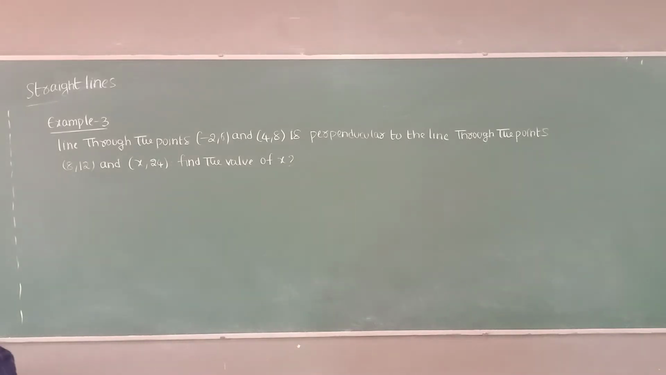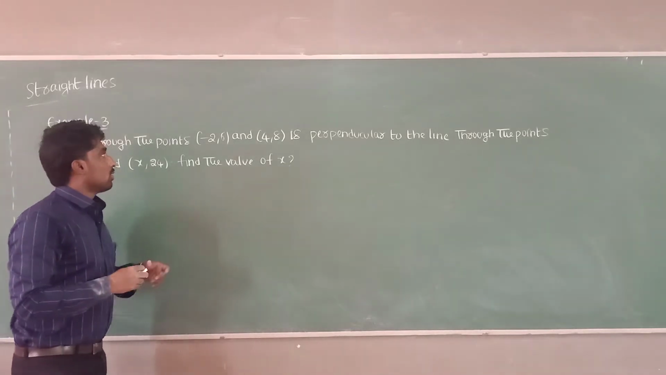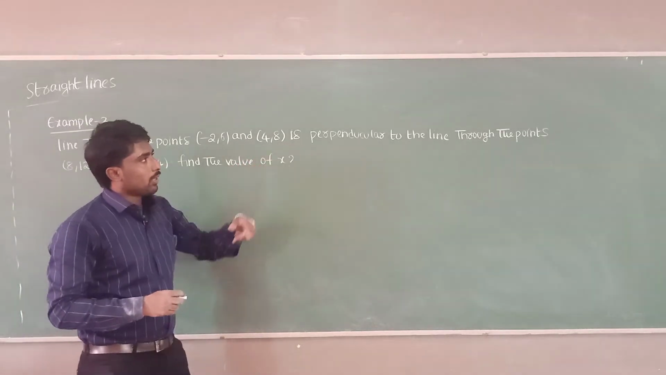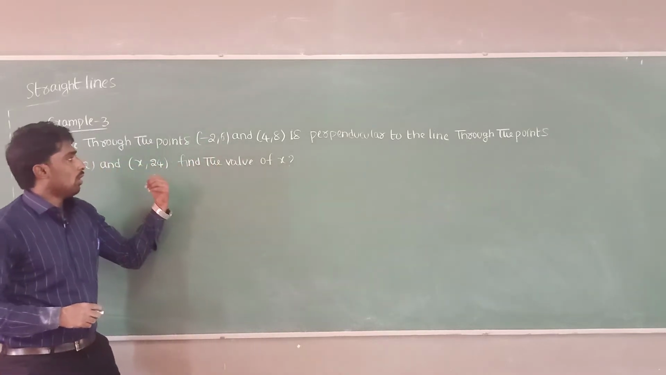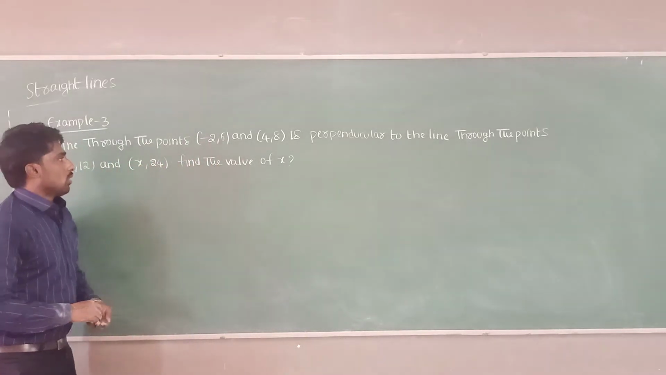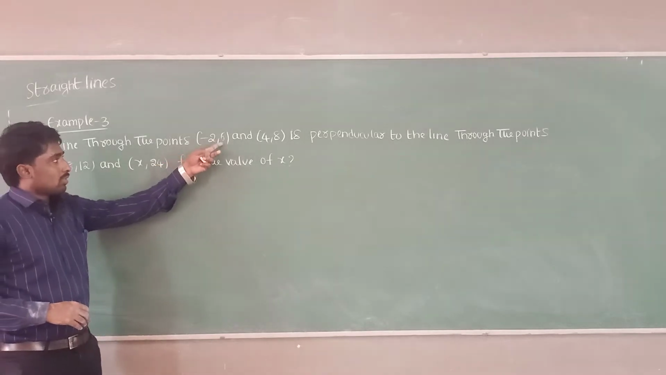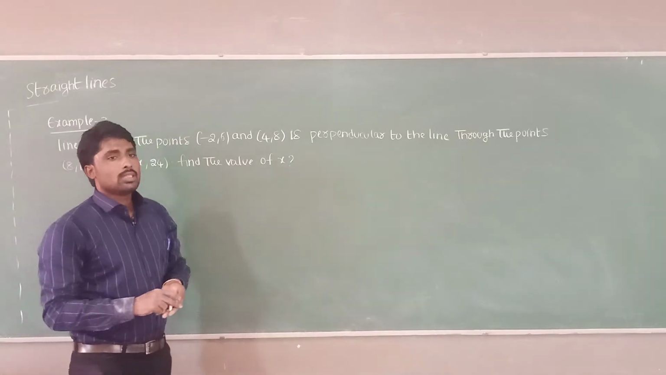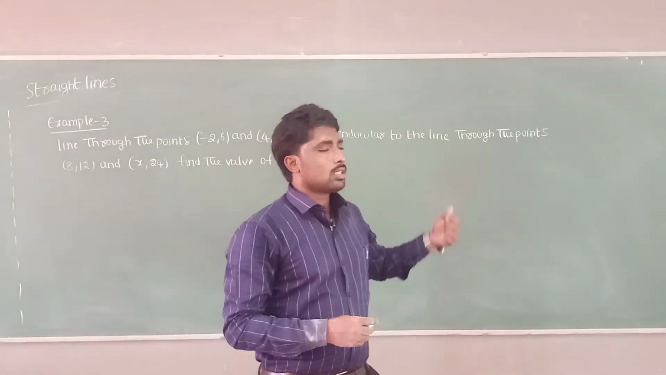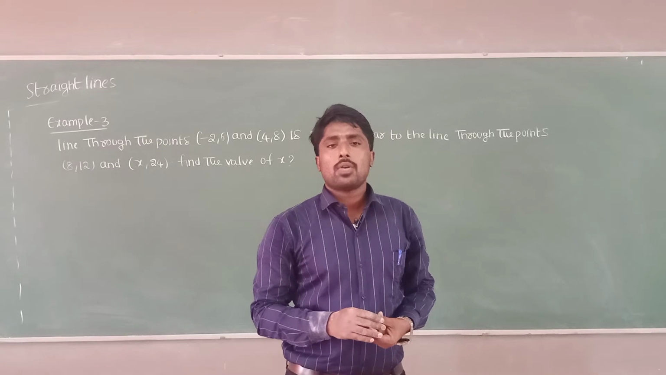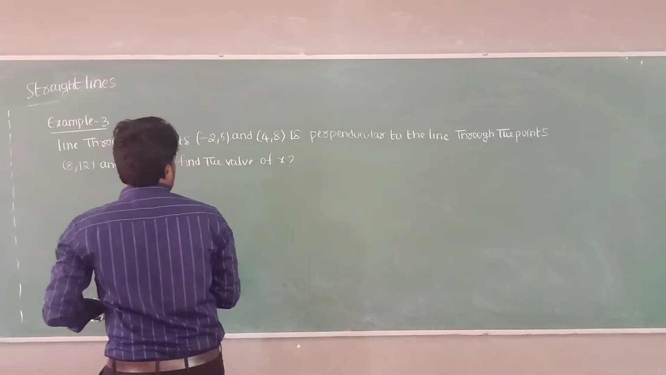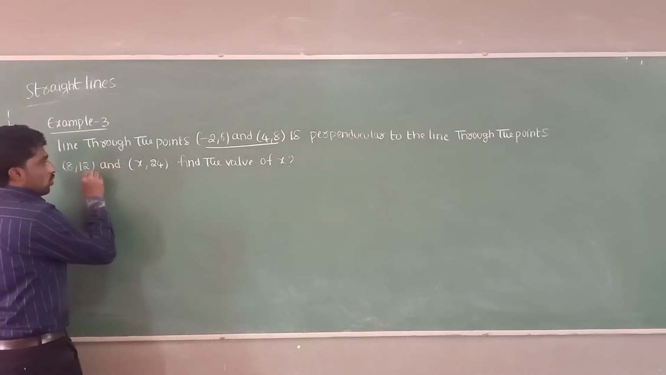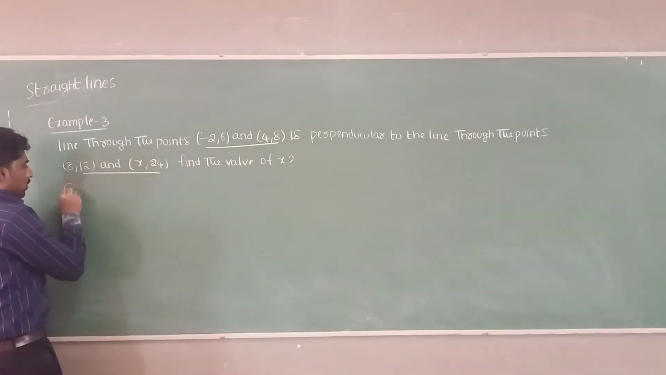Guys, you see all of you here, they gave an example 3: a line passing through 2 points which is perpendicular to the line passing through another 2 points. So now we have to prove that these 2 lines are perpendicular. If 2 lines are perpendicular, what is the condition? Just now I told you, m1 into m2 equal to minus 1. So first of all, I have to find the slope of this line, and I have to find the slope of this line.